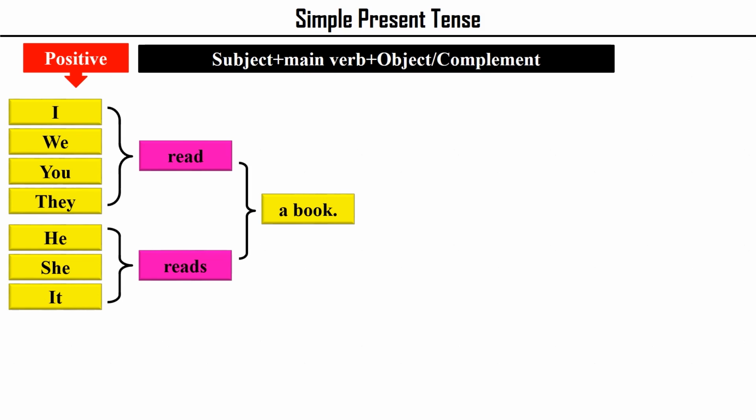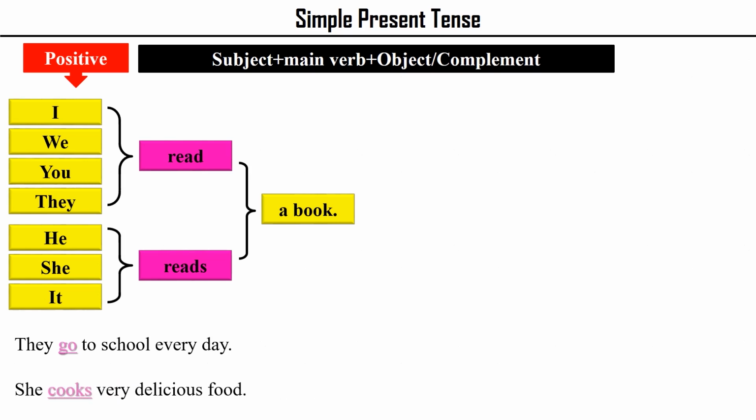Okay, let's look at some more examples. They go to school every day. In this sentence, they is the subject, go is the main verb, and school is the complement, because go is an intransitive verb and it doesn't take an object. They go to school every day. She cooks very delicious food. She is the subject, cooks is the main verb, and very delicious food is the object of the sentence.